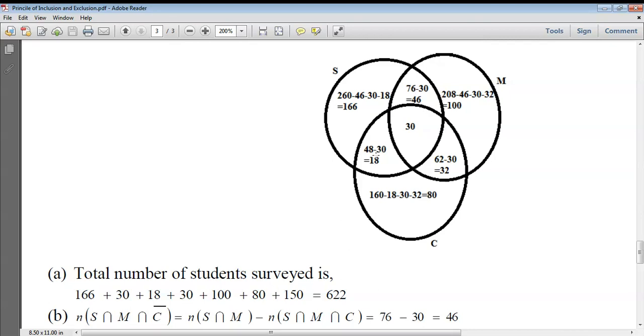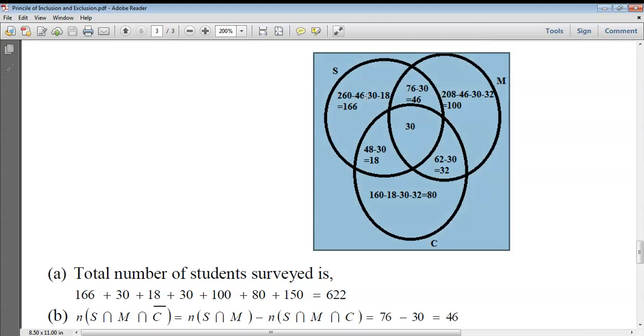Let us compute the number of students who are taking both stat and computer science but not math. It will be 48 minus 30, which is 18. And the number of students who are taking both math and computer science but not statistics will be 62 minus the common value. It will be 32.